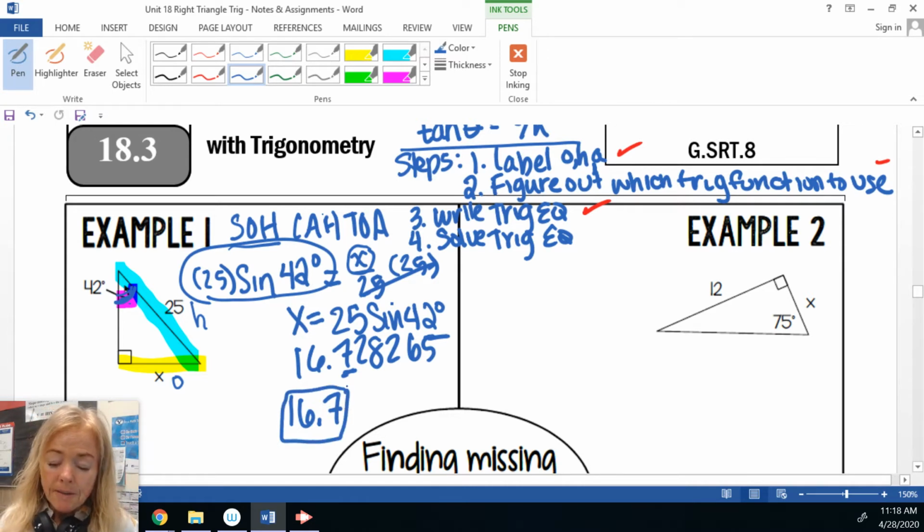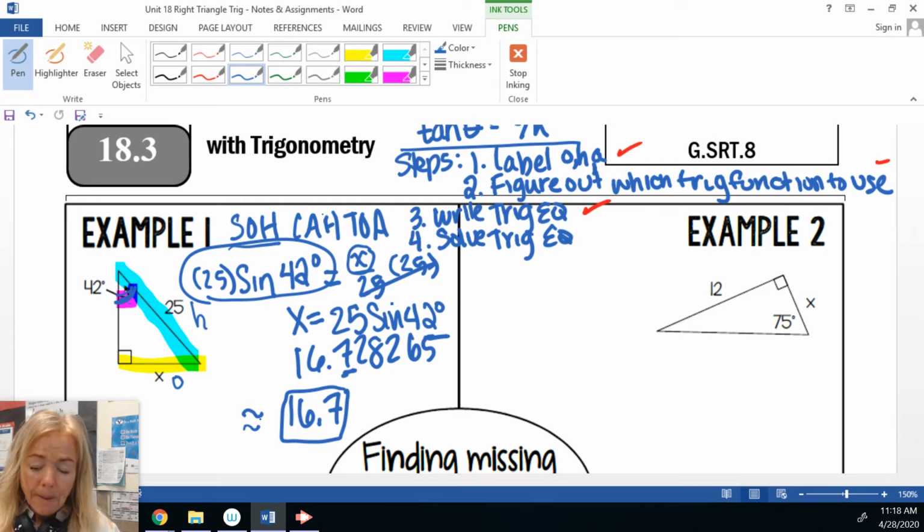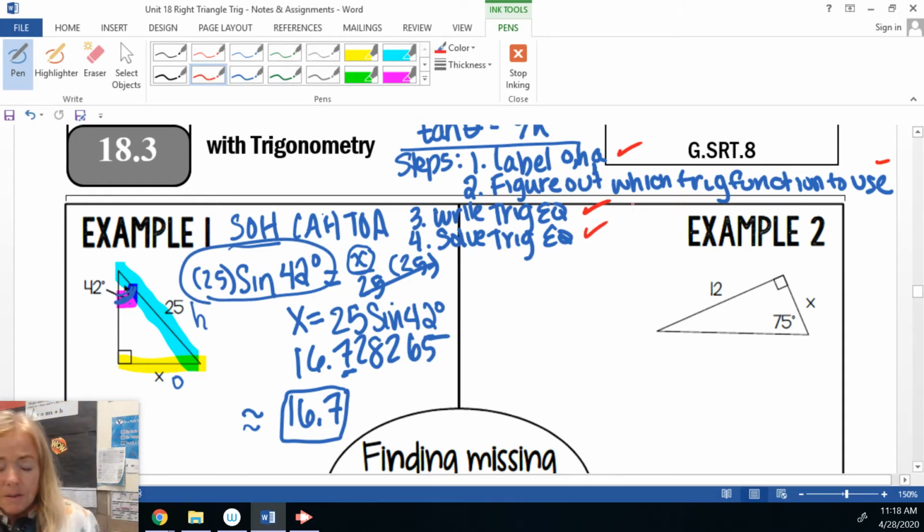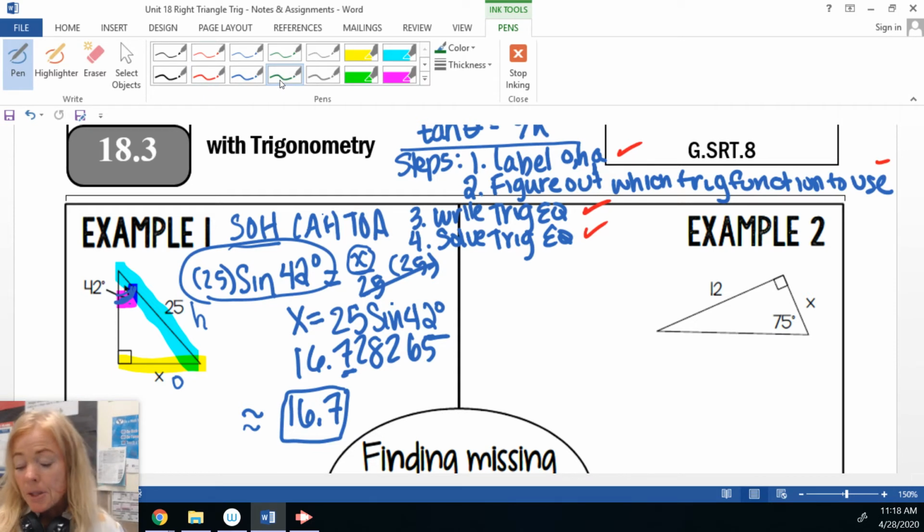So 16.7, and that's an approximate number because we had to truncate or round it, and we didn't write the whole number down. All right, and that's what you're going to do every time. So those are the 4 steps, and that's solving. So we've done our solving, and we've done our job. We've gone through those 4 steps. All right, so that's all we're going to do. Let's go on to example 2.